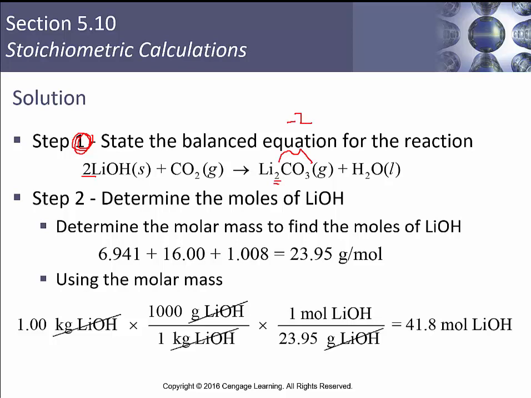Determine the moles of lithium hydroxide. You've got your 6.94 plus 16 plus 1. That's a lithium, oxygen, and hydrogen, which gives us 23.95 grams per mole. We've got 1 kilogram. We convert that with 1,000 grams per kilogram. Now we're going to give our grams of lithium hydroxide. We'll cancel those grams out. We've got 1 mole of lithium hydroxide per 23.95 grams, which gives us 41.8 moles of lithium hydroxide.